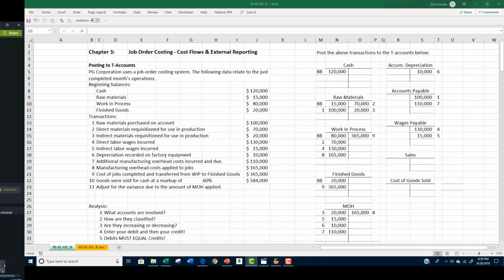Transaction number 10 says that we are selling the goods for cash with a markup of 60% based on product cost. So some of the goods in the finished goods account are being sold at this time, and we have determined the selling price by marking up the cost by 60%. The goods transferred to finished goods inventory were $365,000, while the sales total was $584,000. Your calculation to get to $584,000 is to take the $365,000 and multiply it by 1.6 because it is always 1 plus the markup stated as a decimal. Multiply that and you get $584,000.